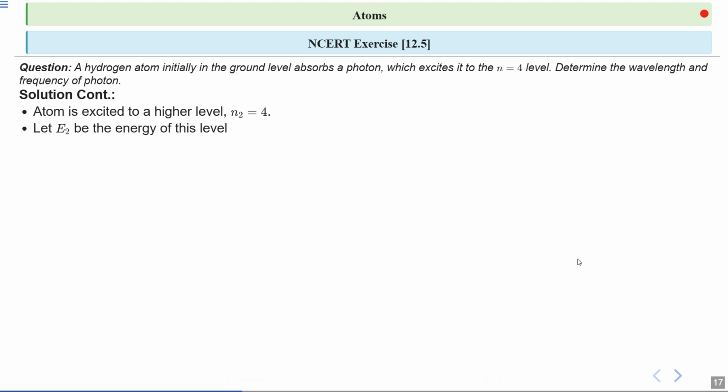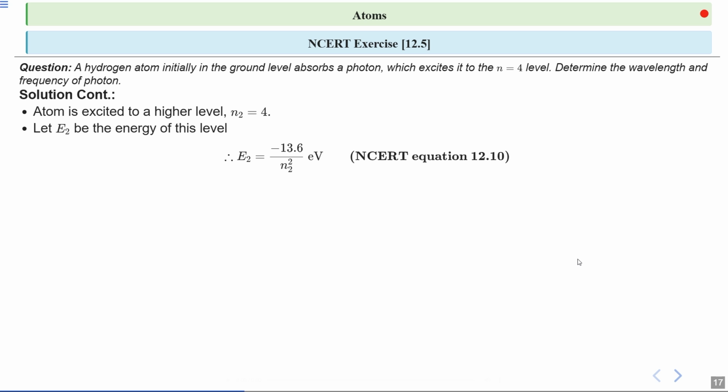Next, let's define E2, which is the energy of the level the electron has moved to. E2 represents the energy of the hydrogen atom when the electron is in the n2 equal to 4 state. We will need this value to calculate the energy difference between the initial and final states.